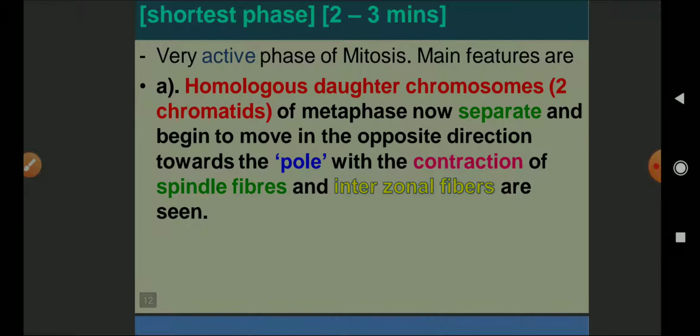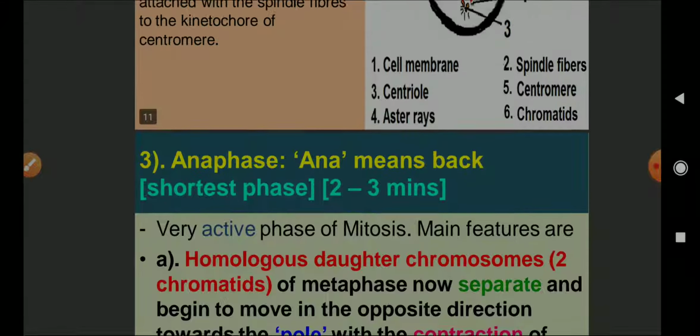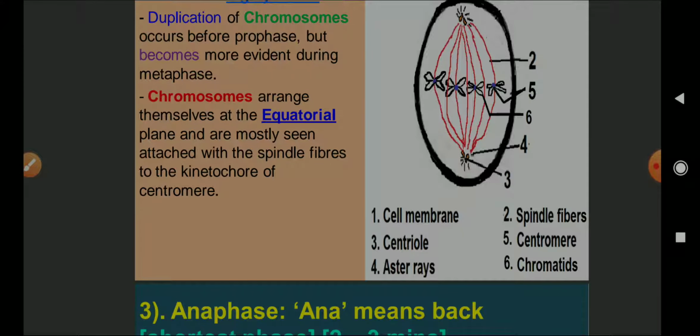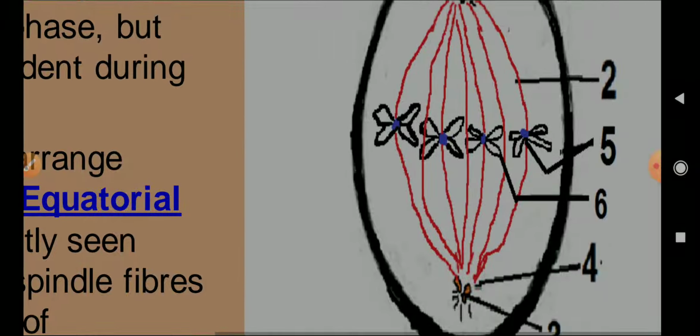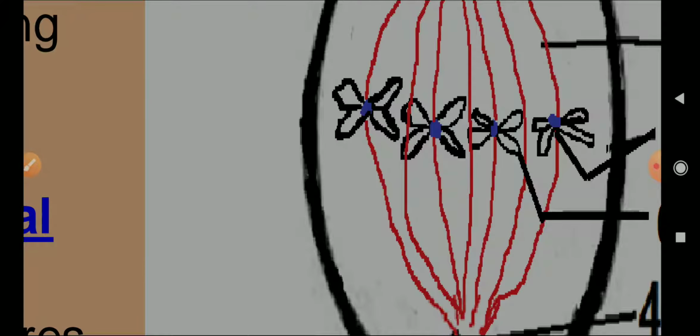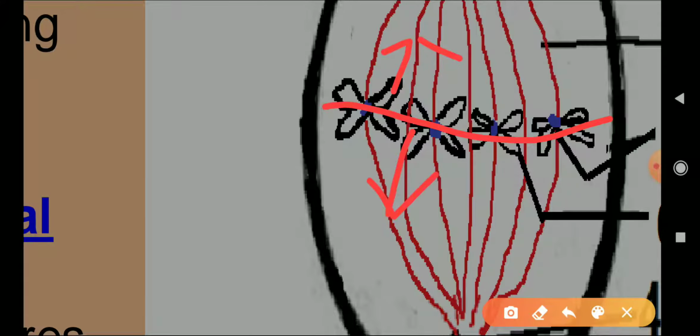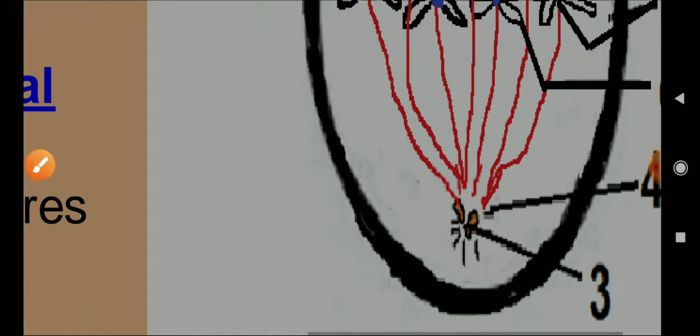The main feature is that the homologous daughter chromosomes, the chromatids of metaphase, now separate. They are separating from the middle, from the centromere. So from here they are going to separate. One chromosome goes this side, another chromosome goes this side. This is seen in the anaphase stage.